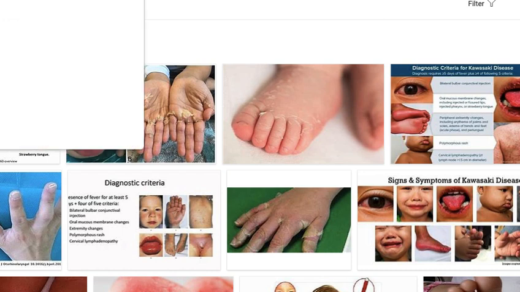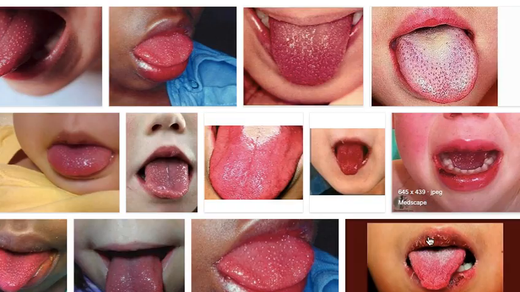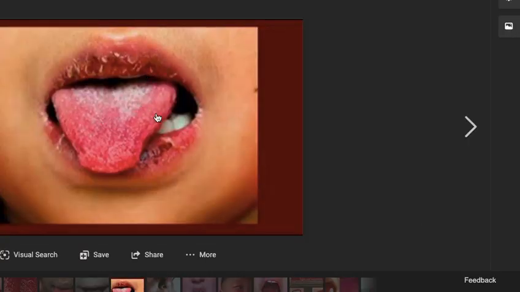Now, one of the things, guys, I will tell you, they have oral mucosal changes as well. I will show you how it looks like. Basically, they have strawberry tongue. Their tongue looks like strawberry because it is inflamed. Okay. They have fissured lips. See, very good photograph. Fissured lips with strawberry tongue. And if you see their pharynx, it is also inflamed, right?